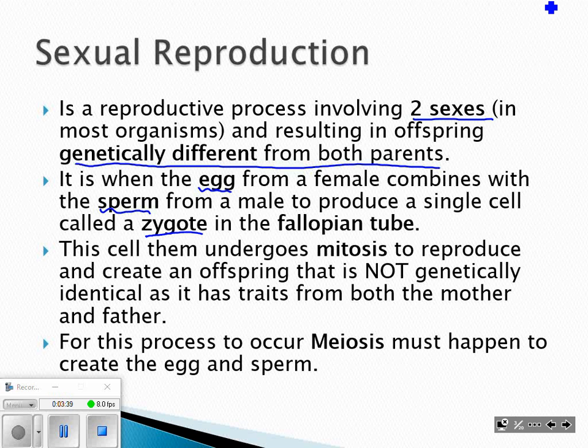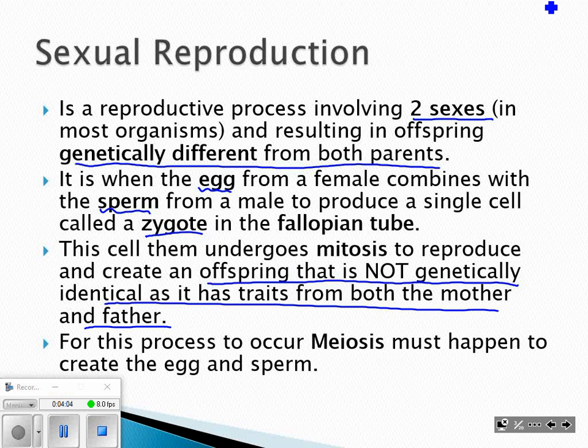Okay? So once the egg and the sperm unite, that zygote cell is formed, and that single cell now has all the genetic information. It's going to divide by mitosis to make an offspring. Okay? And that offspring is not going to be genetically identical to the parent. It's not going to be genetically identical to any siblings. So it's going to have variation.